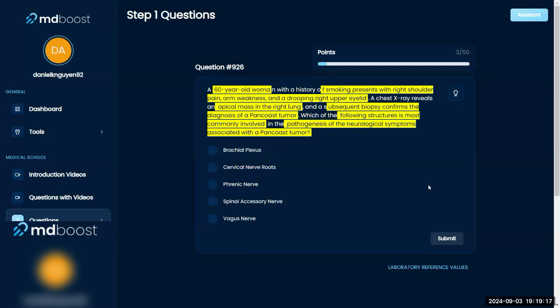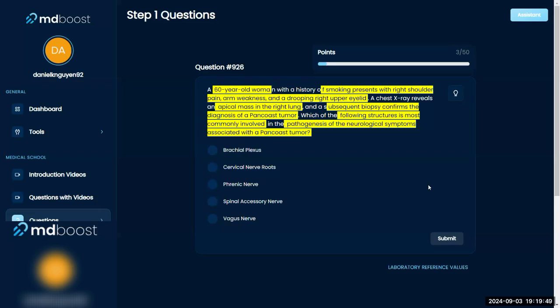A 60-year-old woman, older, right shoulder pain, arm weakness, and drooping eyelids. So it's going to be a lung mass here, and then she's having pain that will radiate to her shoulder, and a drooping right eyelid, and that has to affect the facial nerve too. Apical mass.